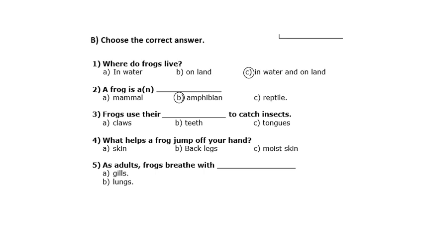Number 3. Frogs use their teeth to catch insects. Do you think so? No, frogs use their tongues to catch insects. Number 4, what helps a frog to jump off your hand? Of course, their moist skin. Their moist skin helps the frog to jump off your hand when you try to catch it.